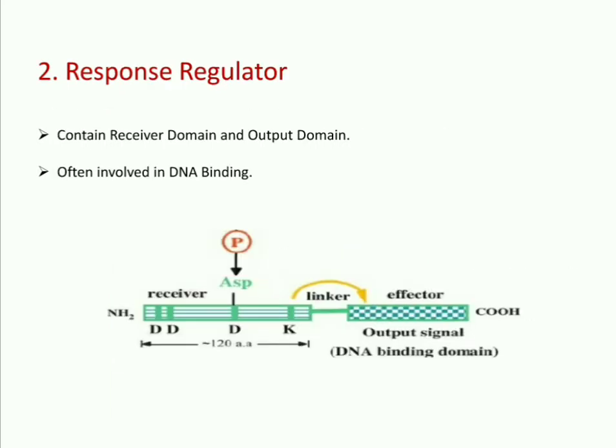Second, the response regulator. The RR, that is the response regulator, consists of a receiver domain, but usually they are multi-domain proteins with a receiver domain and at least one output domain or effector domain, and they are often involved in DNA binding. DNA-binding proteins have DNA-binding domains, and thus they have a specific or general affinity towards single or double stranded DNA.